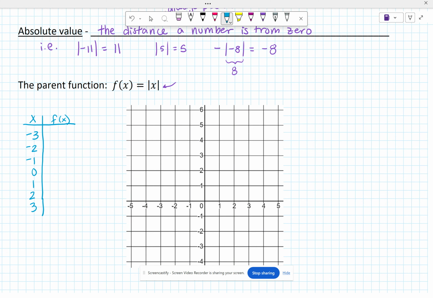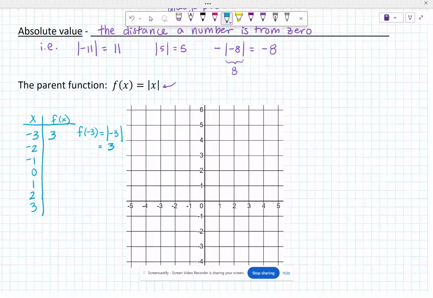All right, so I want to plug in negative 3. What does that look like? That looks like f of negative 3 is equal to the absolute value of negative 3, if I plug it into my parent function. The left-hand side, remember, is notation. It's just telling me I'm evaluating the function at negative 3. The right-hand side is what I want to simplify. So what is the absolute value of negative 3? It is 3.